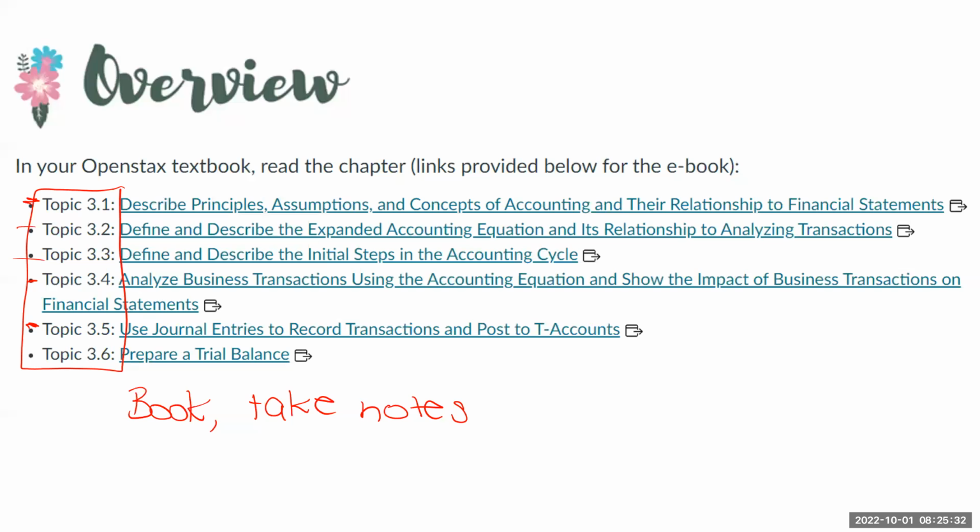All right, on to our next topic, listing the initial steps in the accounting cycle. So our accounting cycle is the individual steps that make up the overall accounting, reporting, and recording process.